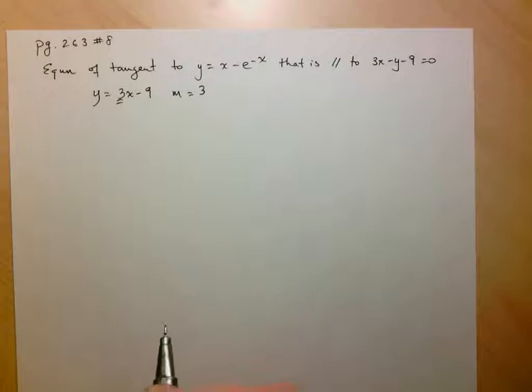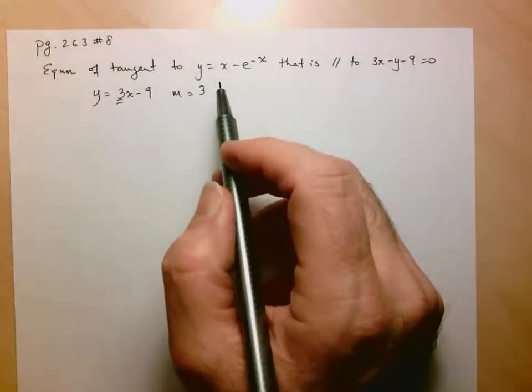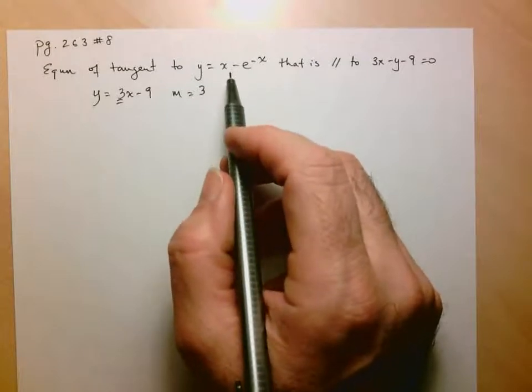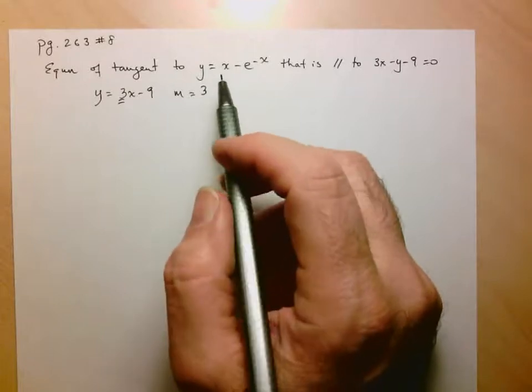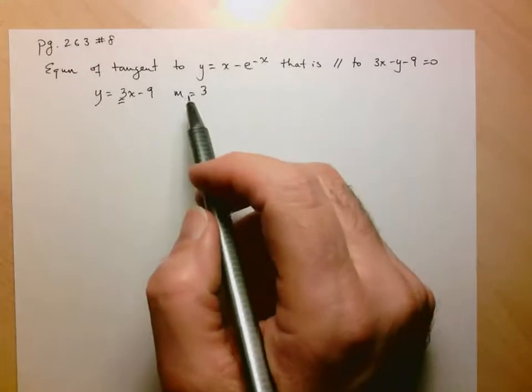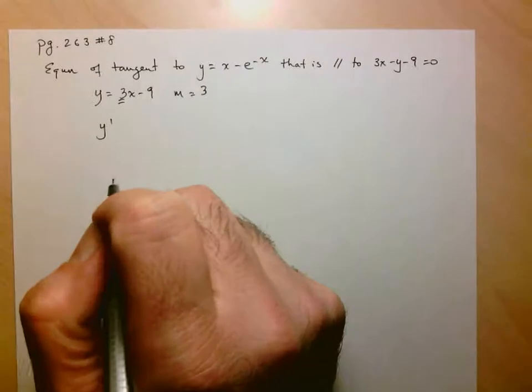What we need now is a point on this line. Now, since it's tangent to this curve, we know that the tangent and the curve share a point where it's tangent. So what I need to do is figure out where this curve has a slope of exactly 3, or a derivative of 3. So the next step is to find the derivative.